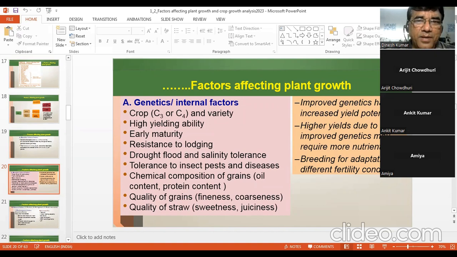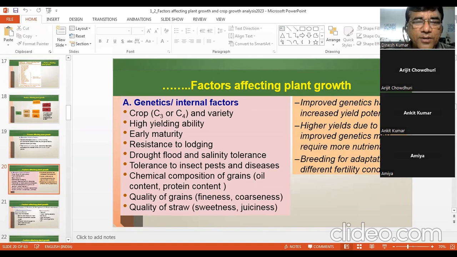High yielding ability, early maturity, these things encourage the growth. Early maturity means the plant will take less time. The growth will be quick growth. Resistance to lodging. Certain crops do lodge. So if you develop varieties which can resist the lodging, their growth will be much better than the sensitive variety or susceptible varieties. So some breeders are developing varieties in different crops which are tolerant to lodging.